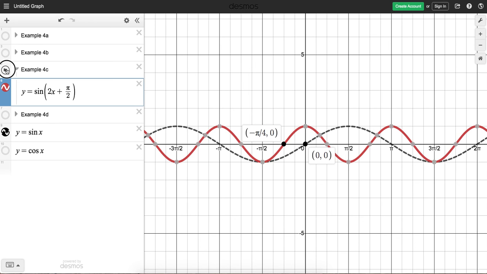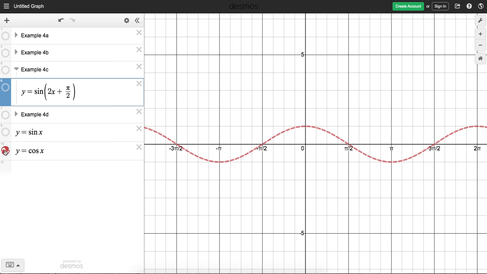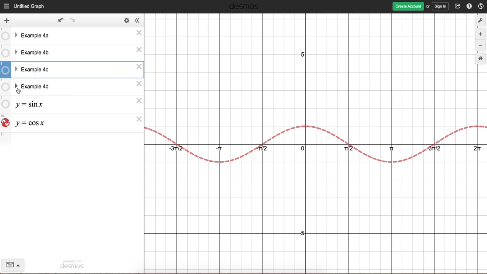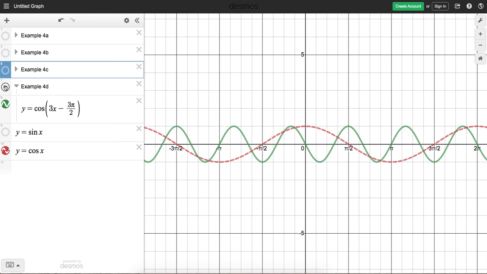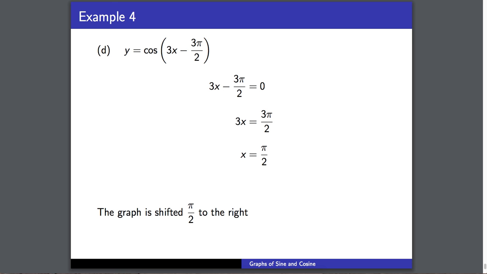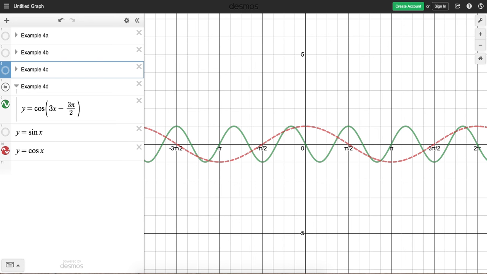Looking at that one, here's our cosine graph again, and example 4D here is a shift of pi over 2 units, shifting pi over 2 units to the right.